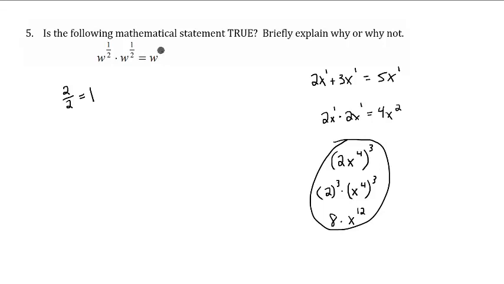And there's no exponent up here that we can see. However, there is always going to be an invisible 1 if there's no number actually seen. So 1/2 plus 1/2 is 1. We have that there. So it looks like these two are equal sides. So this equation would be true.